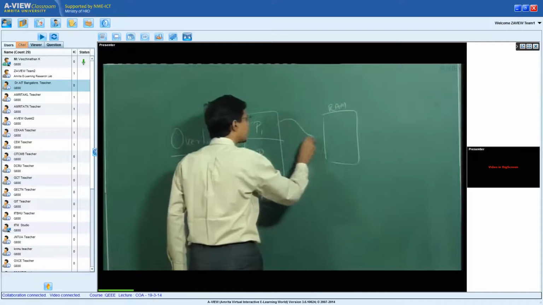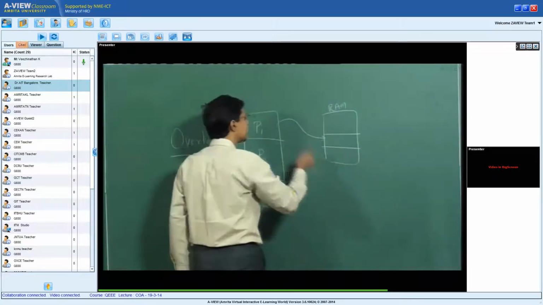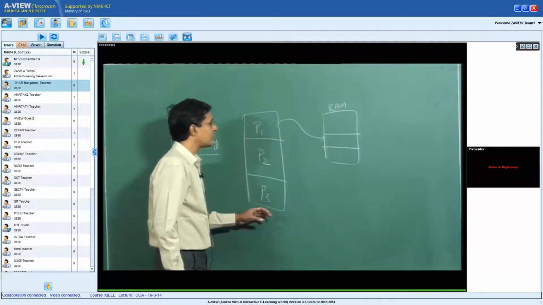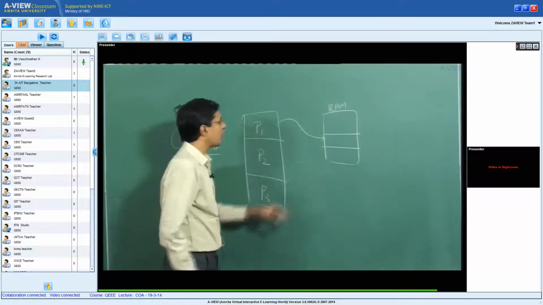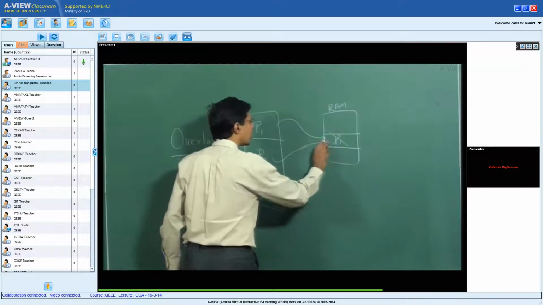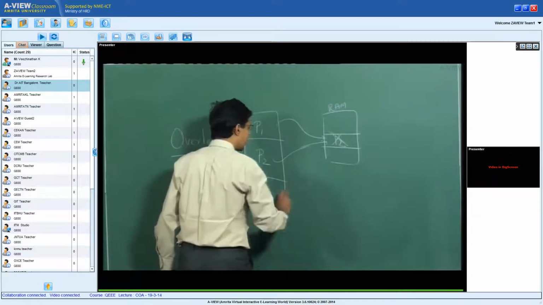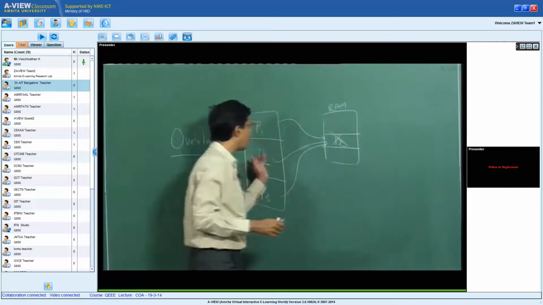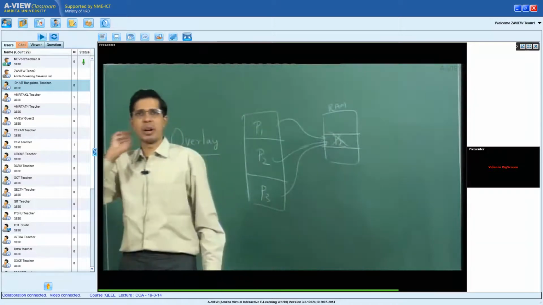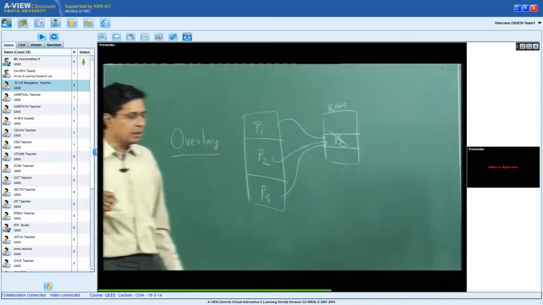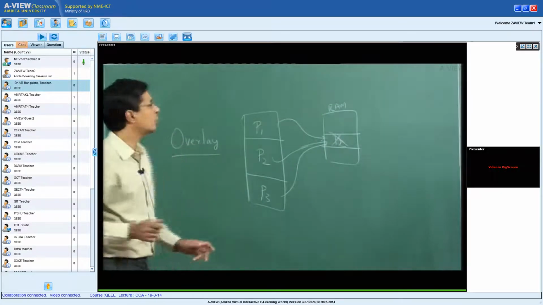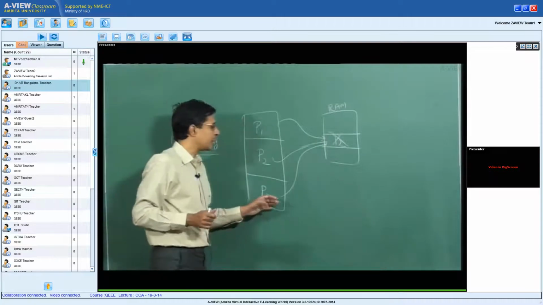So the compiler already splits and gives the same to the OS. The OS loads part 1, executes it, then it removes part 1 and loads part 2 in the same place, then it removes part 2 and then loads part 3. So part 2 overlays on top of part 1, part 3 overlays on top of part 2. So this concept was called overlaying, and this was done by the compiler. It was the compiler's responsibility to split this program into P1, P2 and P3.